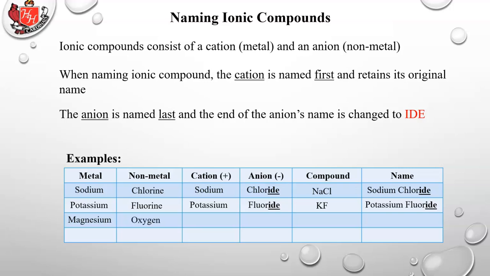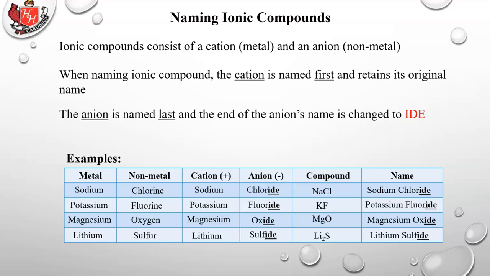Magnesium and oxygen. The cation is magnesium. The name stays the same. The anion becomes oxide. The compound is MgO, and it's magnesium oxide. Lithium, sulfur. Lithium is the cation. The anion becomes sulfide, and that's Li2S to balance the charge, and that's lithium sulfide.